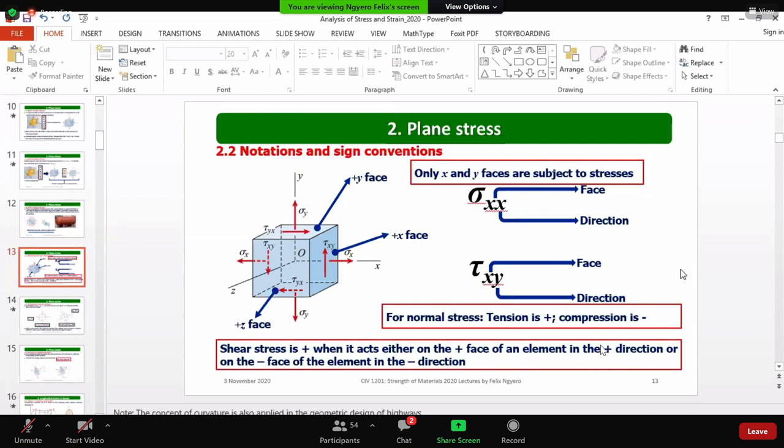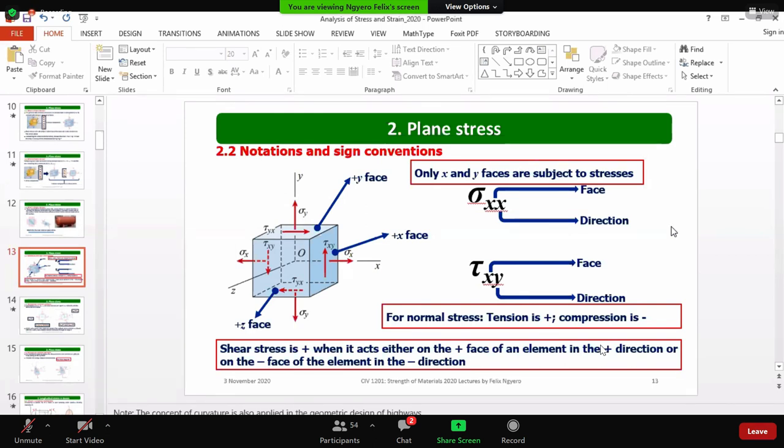Okay. So, any other question? Ocheng, Ronald, you have your hand up. So that means that the sign on the shear force depends only on its direction, no matter the face.